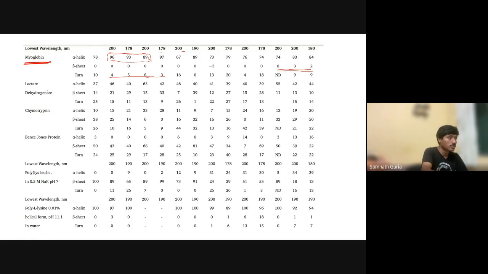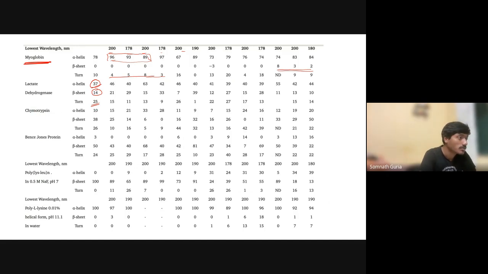In lactate dehydrogenase, LDH, we found that the structure is different. There is a 73% alpha helix, beta sheet is 14%, and only 25% is turns. Turns and random coils are present over there.